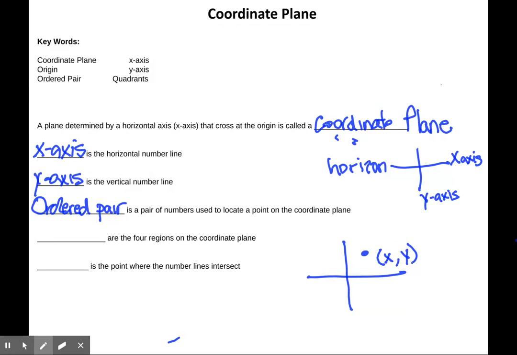There are four regions on a coordinate plane. Those are called quadrants. And the point where the number lines intersect, right here at 0, 0, means that it doesn't move on the x-axis and it doesn't move on the y-axis. It just stays where it is. That is called the origin. So that's where we begin everything. When we're working with these coordinates, we always start from the origin.